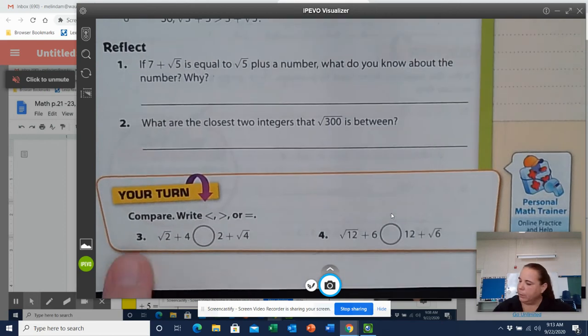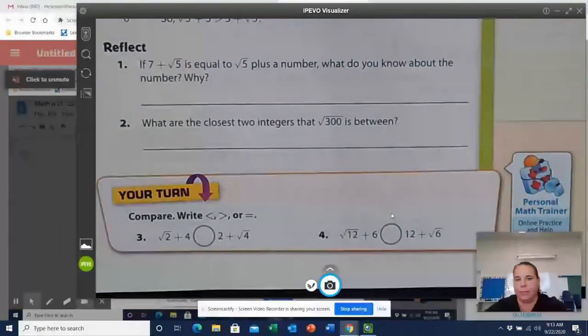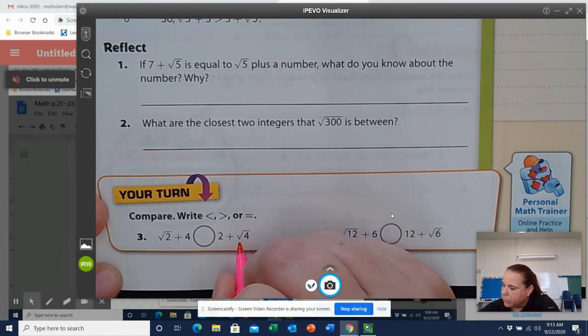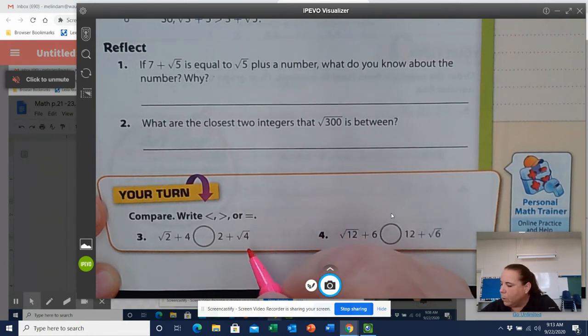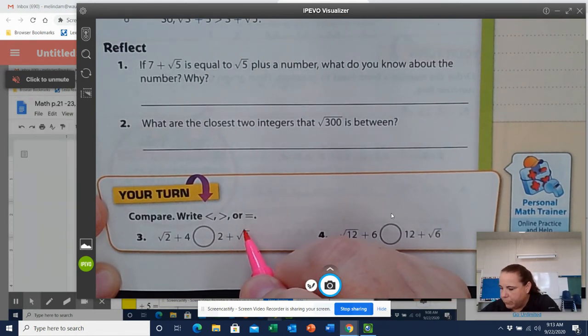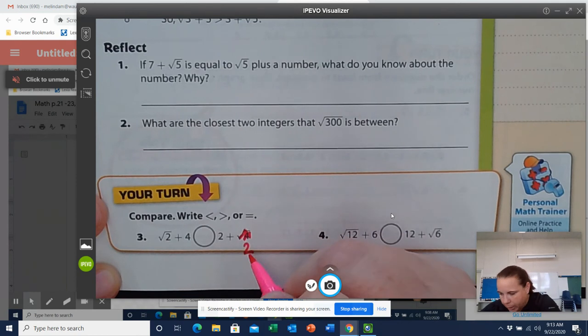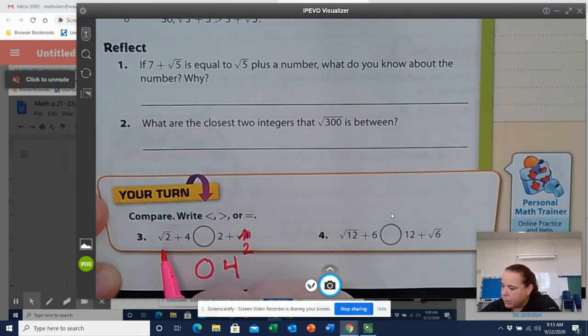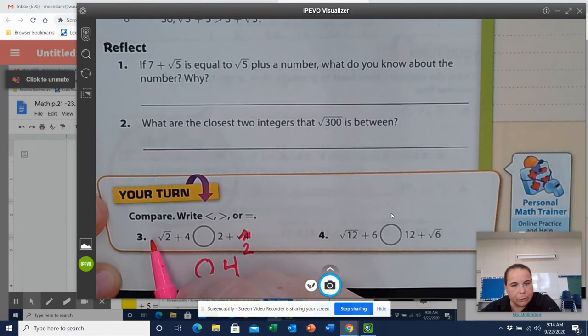Here on page 21, if we look at example number 3, this one is not nearly as tricky. We have the square root of 2 plus 4 plus 2 plus the square root of 4. Well, hopefully you guys realize the square root of 4 is 2. So we have 2 plus 2, which is 4, and then we have 4 plus the square root of 2.